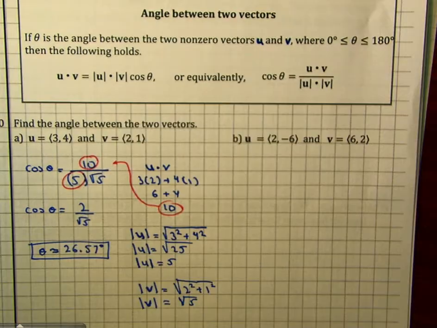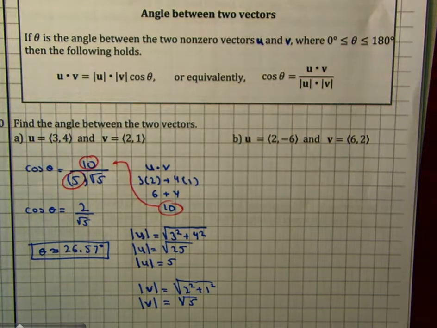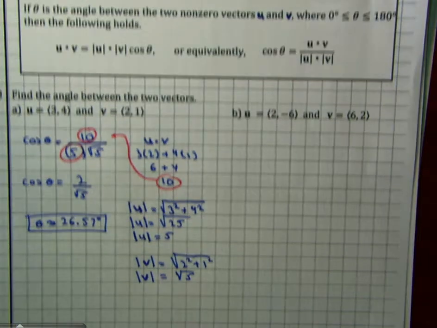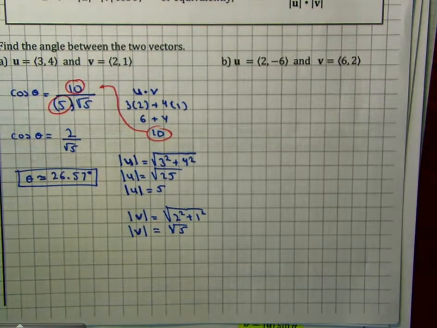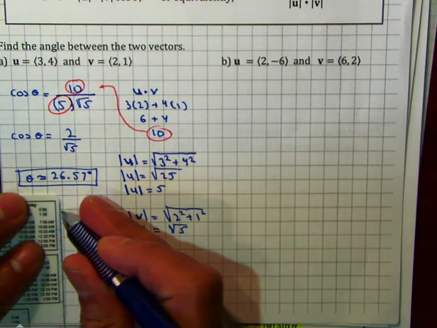Now one of the things that we can do, let's make a quick sketch right underneath, right below it, and see if we can confirm that that is the correct angle. So let's make an x and y axis.